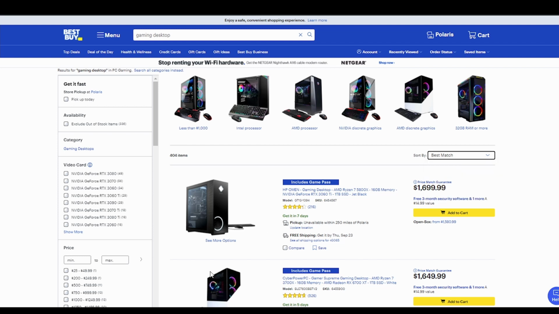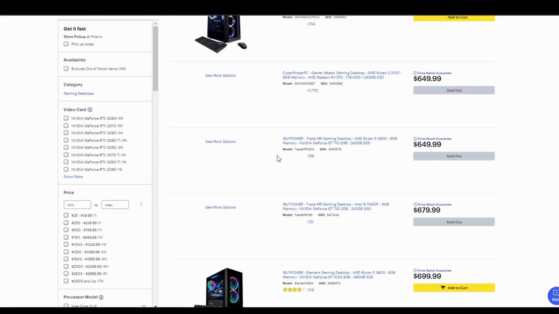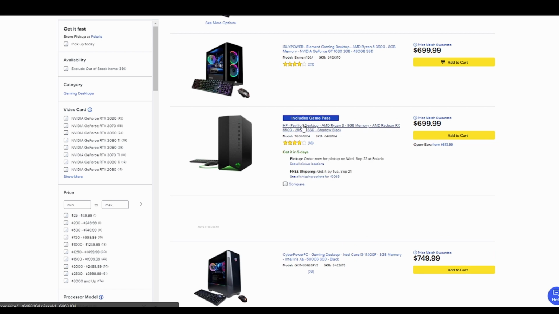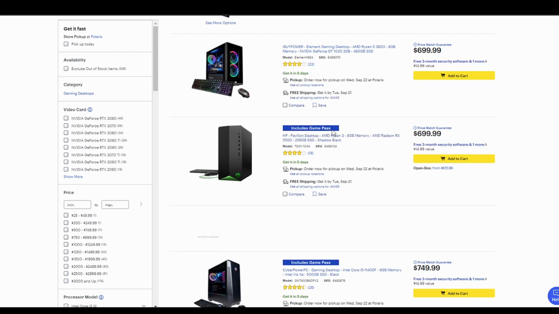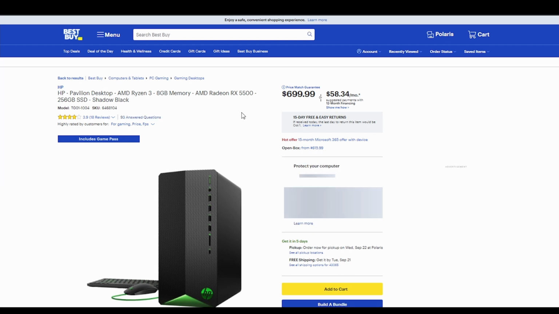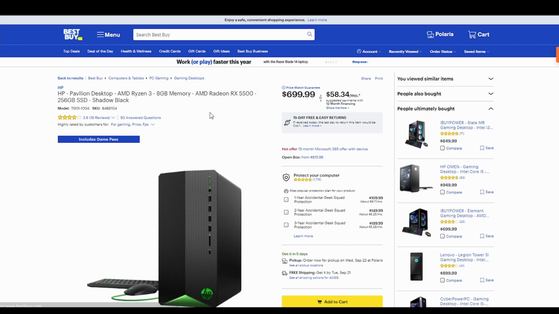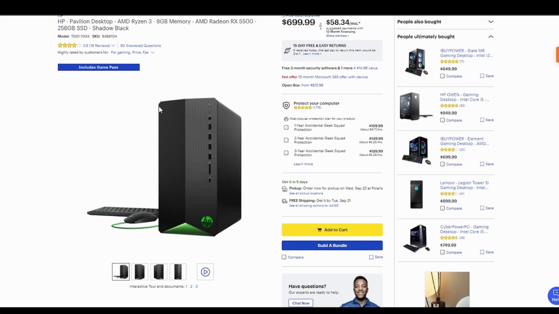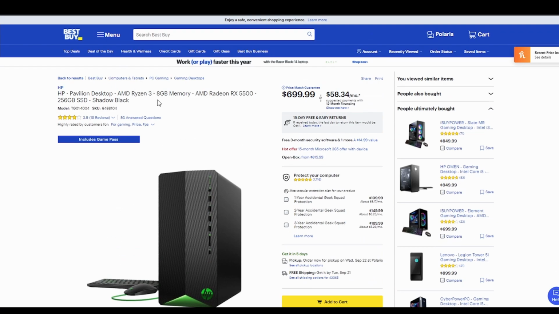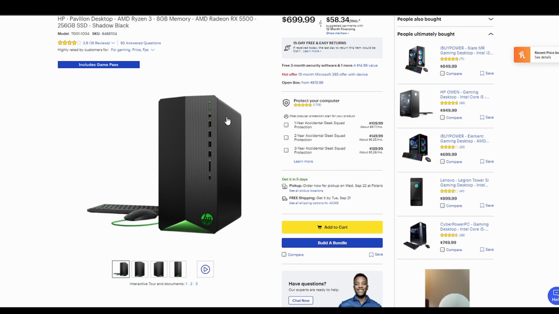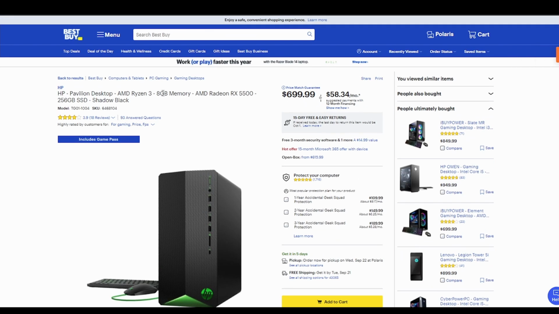So here, let's go price low to high. Let's see if we can find something really quick. So this HP Pavilion, right? $700. You're only getting a Ryzen 3, but the GPU horsepower is going to be a lot better than what this thing's going to offer, and your GPU is going to be the biggest dictator of the performance in games. So arguably this would be the PC I would go with, because if you just buy another RAM stick to upgrade it to 16 gigabytes, it's not that big of a deal, and it's going to be a great gaming PC for most people.